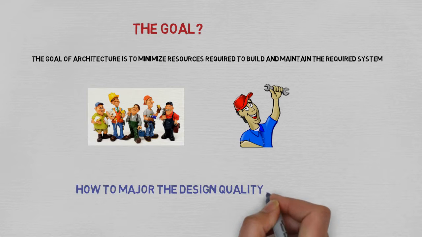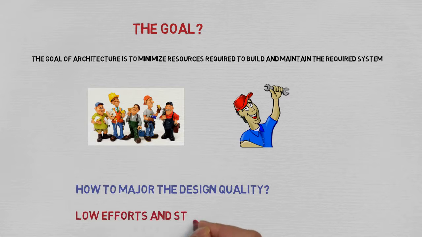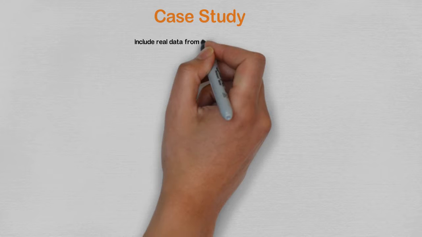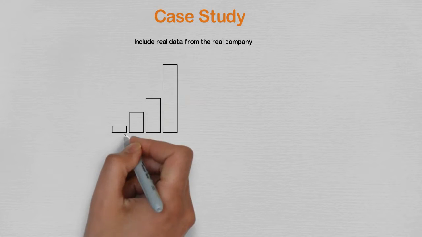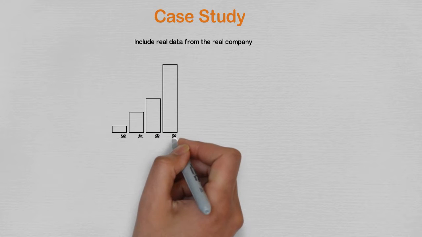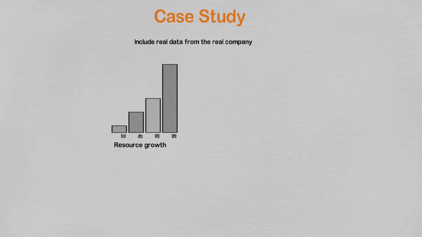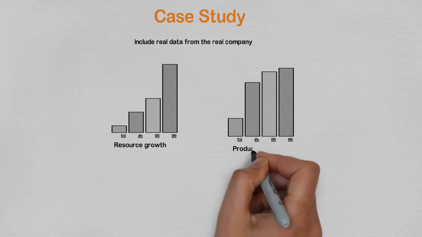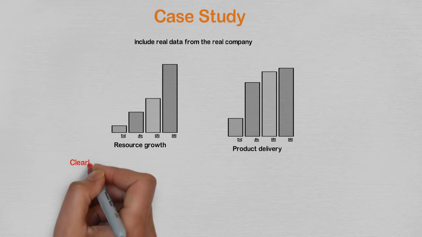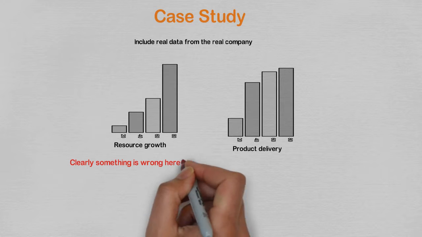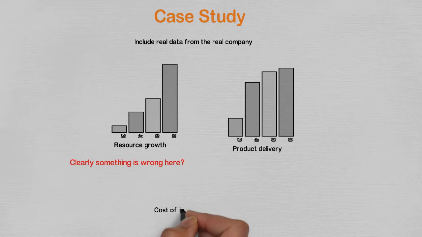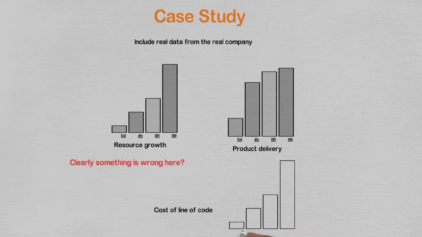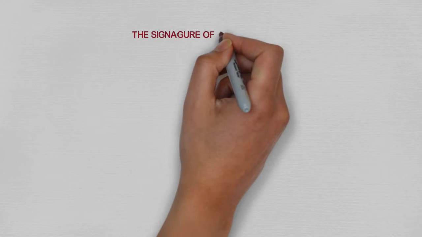The goal of architecture is always to minimize the resources and develop a product which will reduce maintenance in future. He gave a very good case study based on real data, showing how the productivity of resources in a company went up and up, but at the same time the product delivery quality went low. So the business users saw growth in resources and big releases, but the cost per line of code was getting higher and higher.